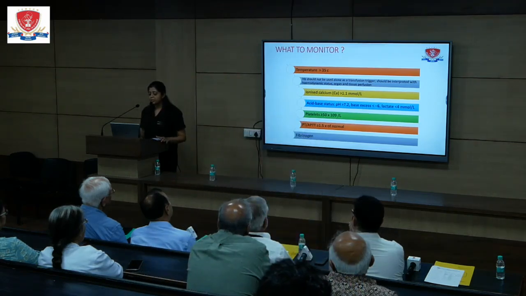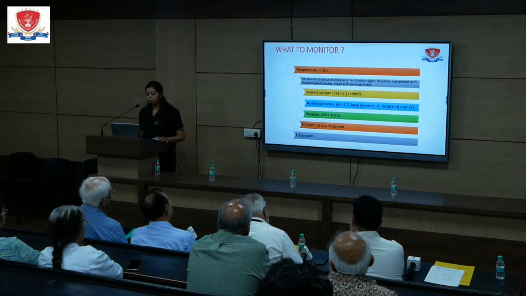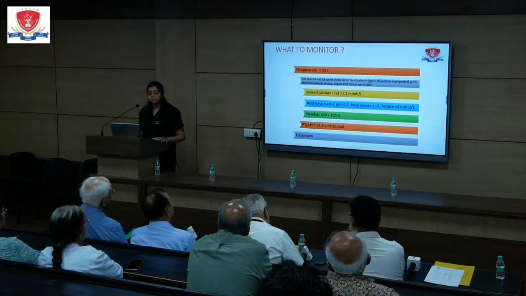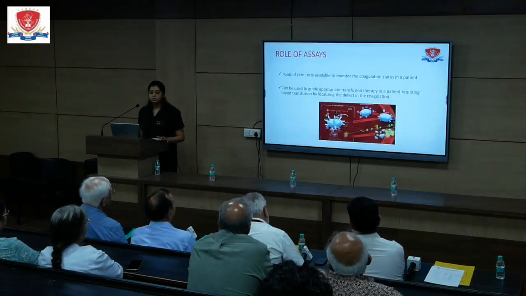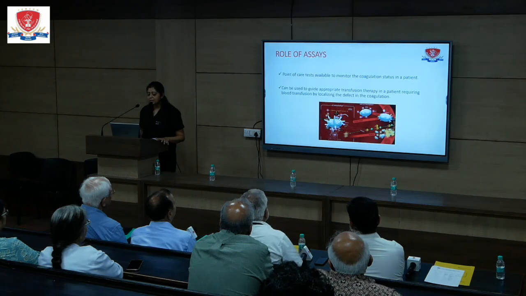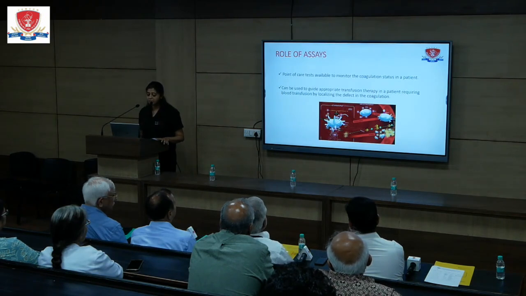Platelet transfusion if less than 50,000. PT-APTT of more than 1.5 times the normal value, and fibrinogen. Role of assays. These are the point of care tests available to monitor the coagulation status in a patient. They can be used to guide appropriate transfusion therapy in a patient requiring blood transfusion by localizing the defect in the coagulation.